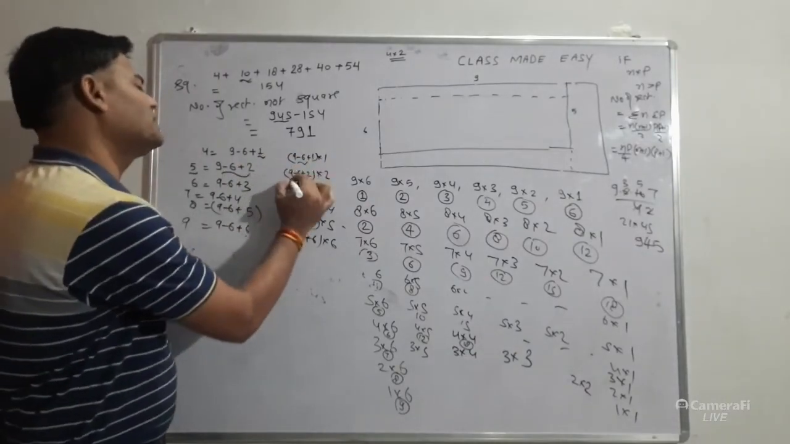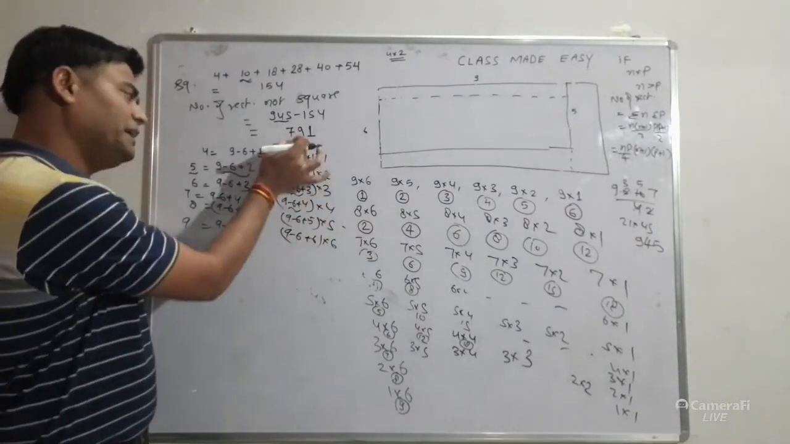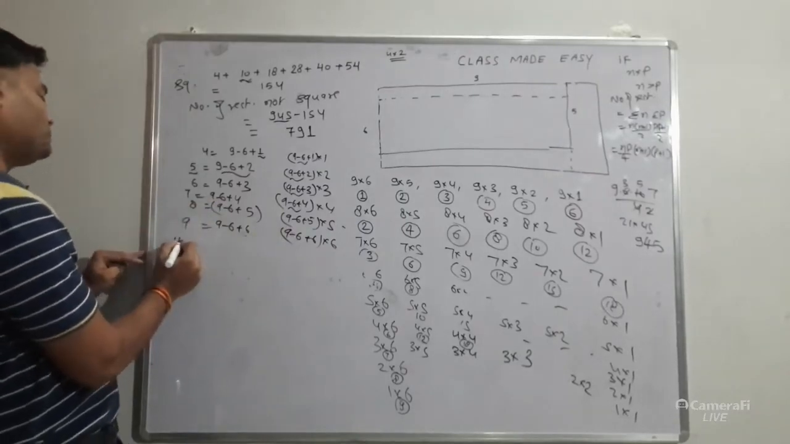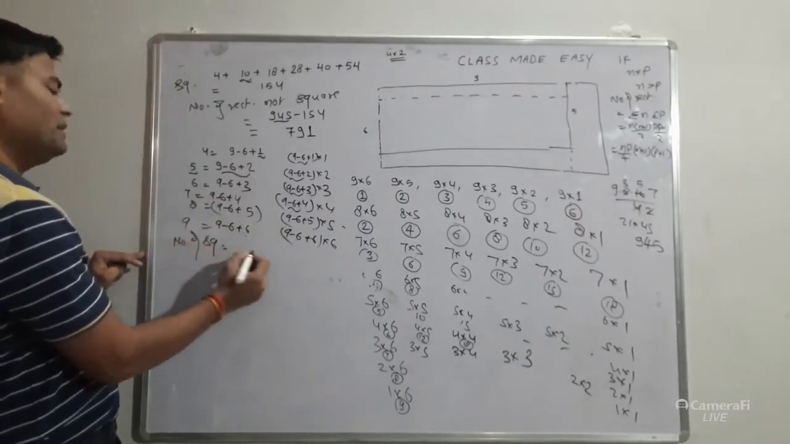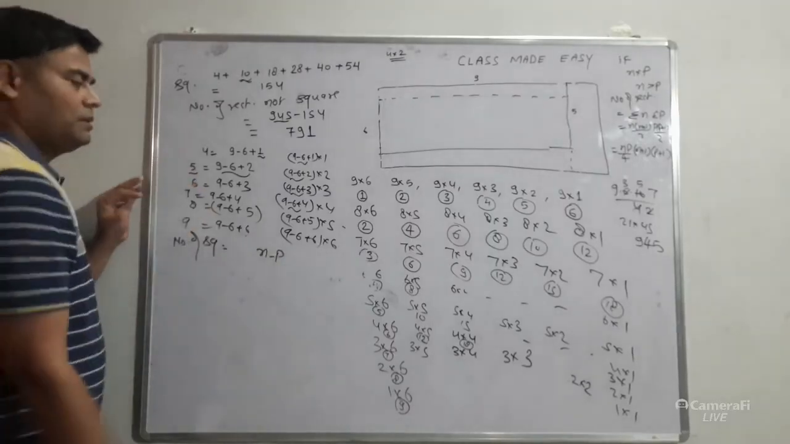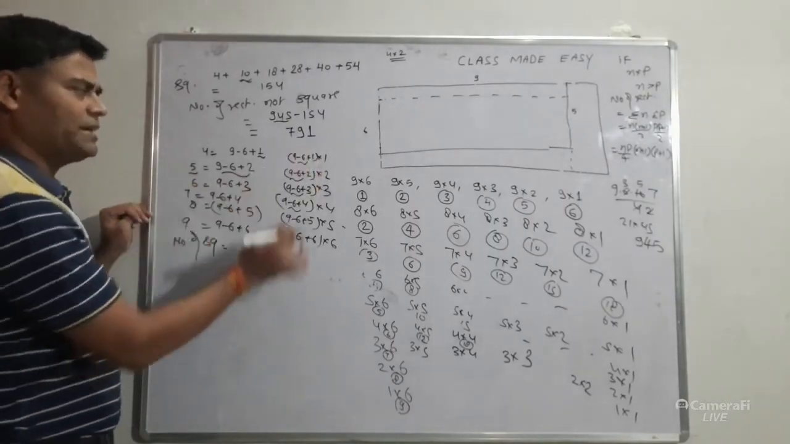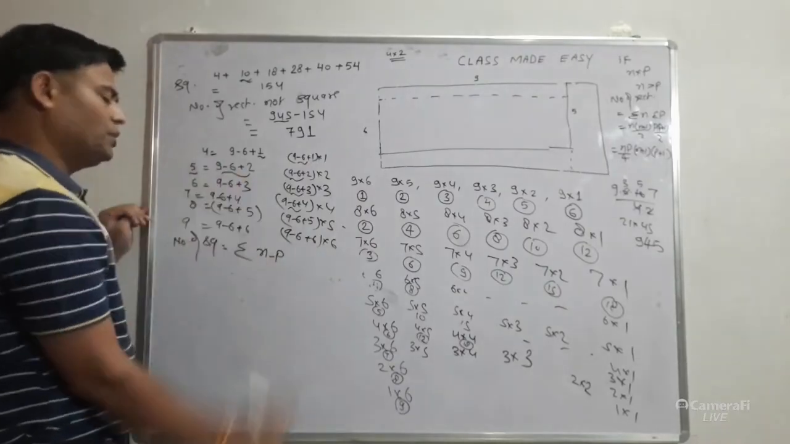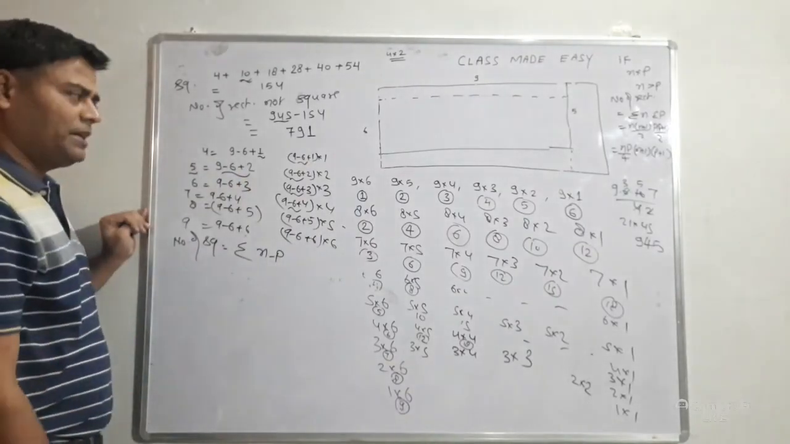See the 9 minus 6, 9 minus 6, 9 minus 6. It is n minus p. So the number of squares are there. Squares are there. N minus p, that is fixed. The difference is fixed. That thing is variable.